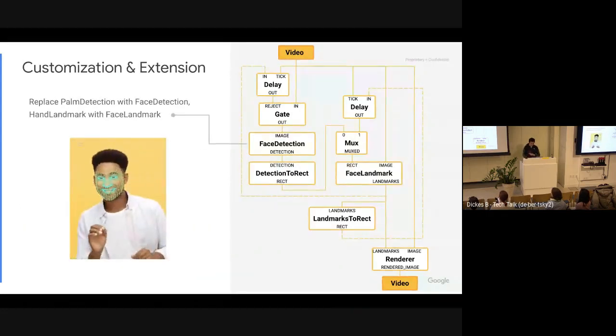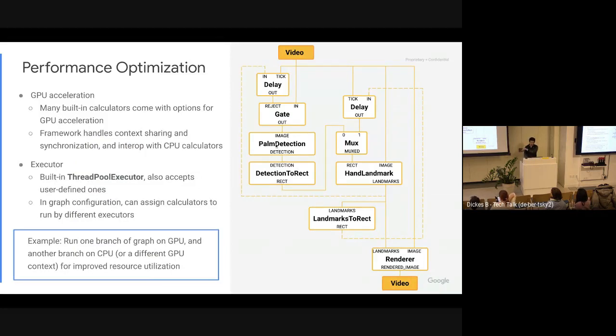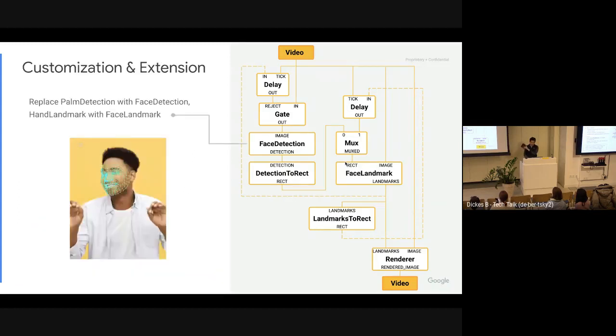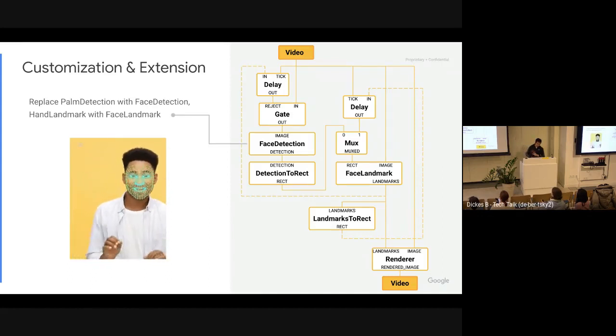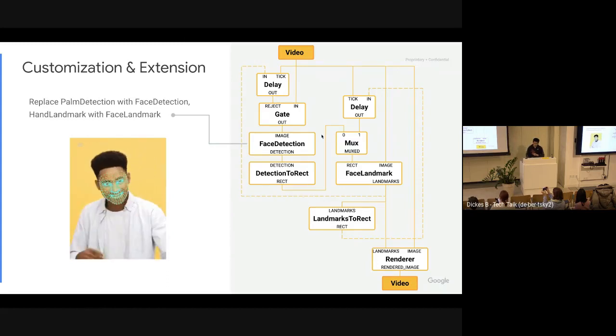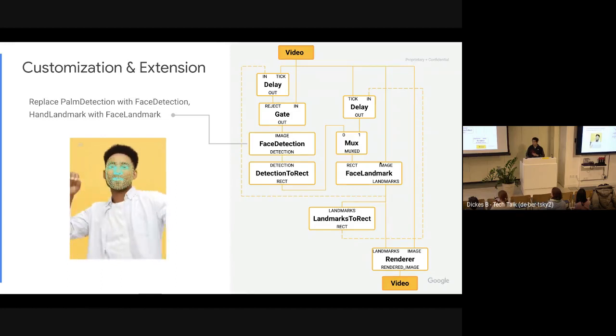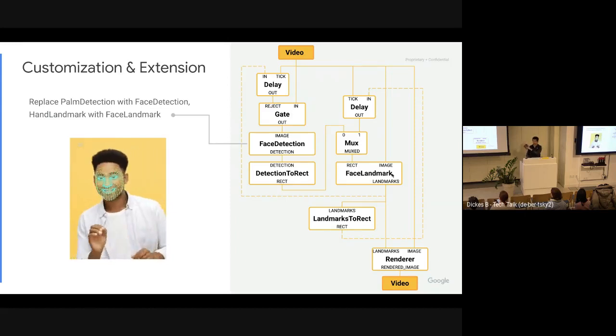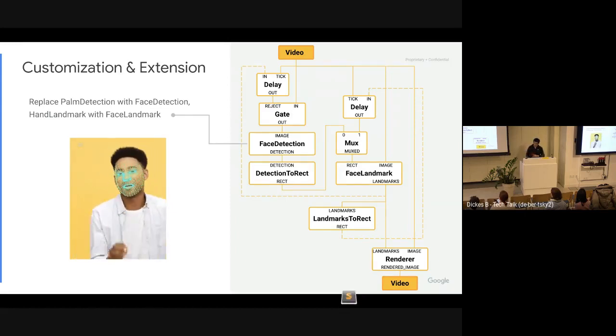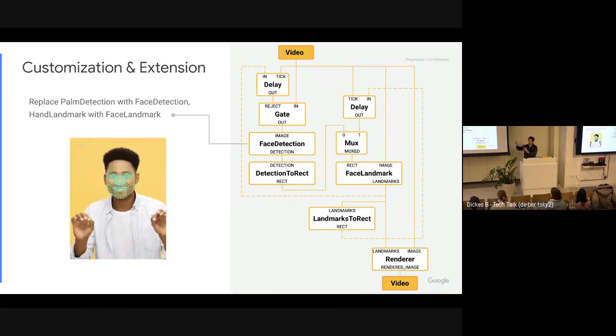But remember, just now, this is hand detection, right? Observe these two boxes. You can actually take the same graph and use it for face detection and face tracking, like you can see here, like this guy's face. It's the same graph, except that we swap out some calculators. Instead of detecting the palm, we detect the face, and instead of doing the hand landmarks, we do the face landmarks. So you notice the modularity of this.